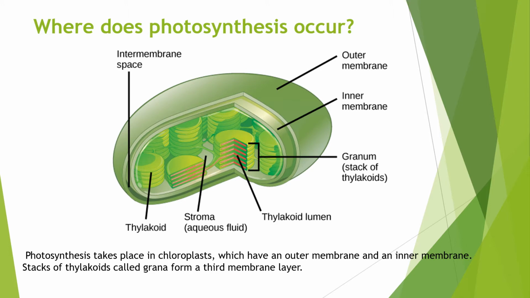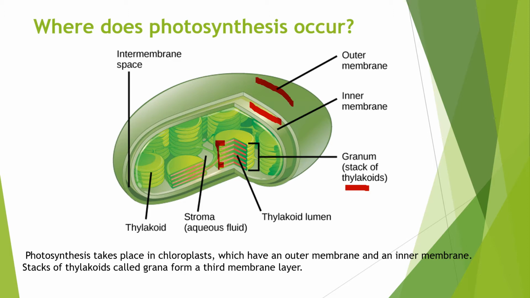Where does photosynthesis occur? Photosynthesis takes place in chloroplasts, which have an outer membrane and an inner membrane. Stacks of thylakoids called grana form a third membrane layer. Again, the chloroplast is an organelle where photosynthesis takes place and it contains layers. So the chloroplast contains an outer membrane, an inner membrane, and a third membrane which is composed of stacks of thylakoids called grana, which is in plural form, and granum in singular form.